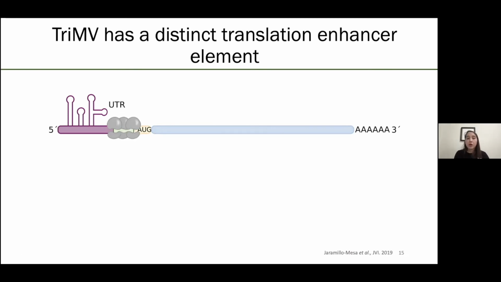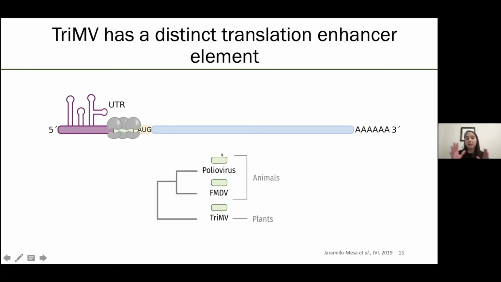We also found that this translation enhancer element that we saw in Triticum is found in other animal viruses, but Triticum, as you remember, is a plant virus. So this might suggest a common evolutionary history among these viruses. This translation enhancer element is probably a good candidate at this point to target it to control Triticum mosaic virus in wheat.